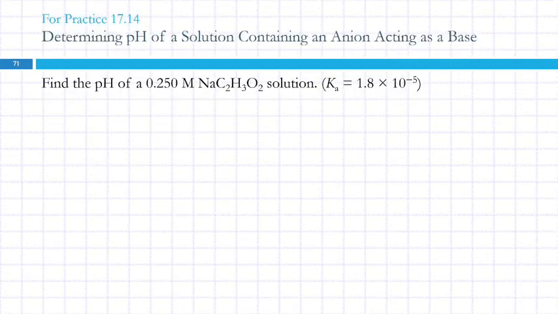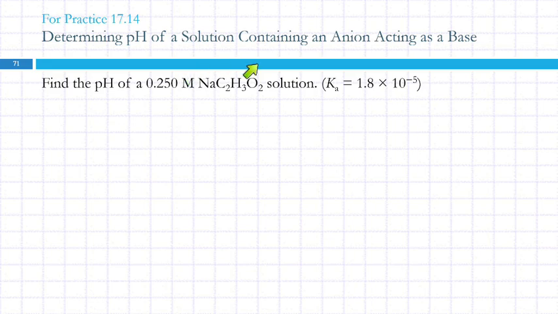Determine the pH of a 0.250 molar NaC2H3O2 solution. Ka equals 1.8 times 10 to the minus 5. Okay, these are practice questions. They have a title up here, which kind of gives us a clue: determining the pH of a solution containing an anion acting as a base. That's our clue. We have an anion acting as a base.